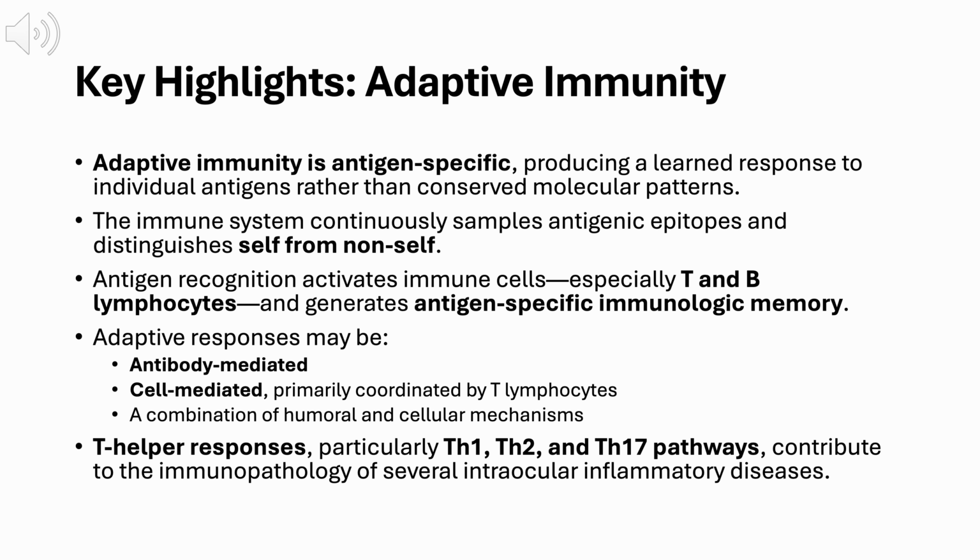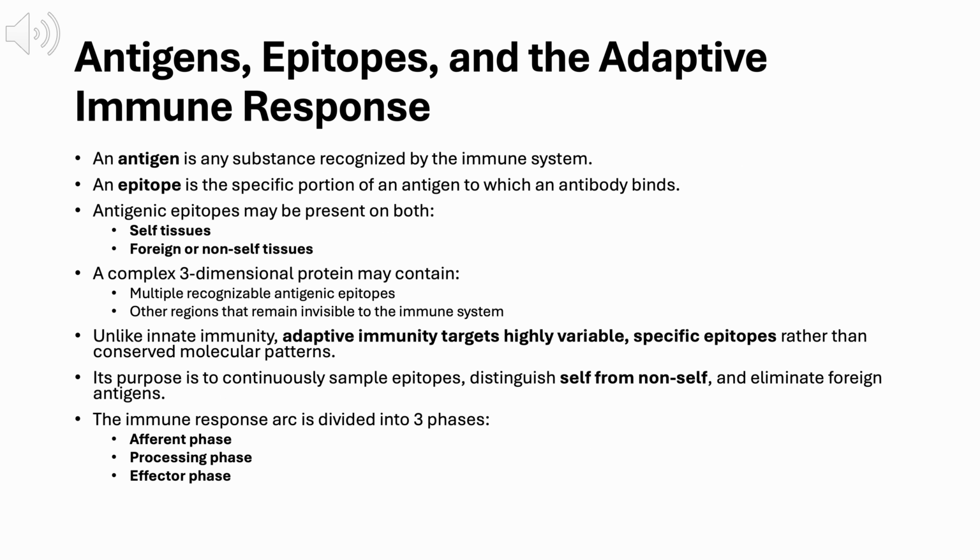And here's the clinical hook that ties this whole chapter to your practice. T helper responses, particularly the Th1, Th2, and Th17 pathways, drive the immunopathology of many intraocular inflammatory diseases. Hold on to those three subsets. We'll return to them repeatedly.